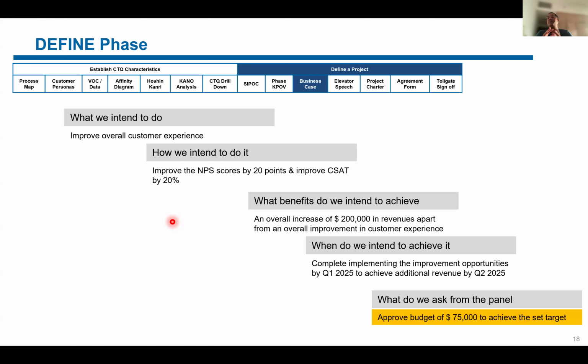When do we plan to achieve it? We plan to achieve it by end of Q1 2025. The dates will change because it has slightly got delayed. And what we are asking for is a budget of 75K, which thankfully has got approved by the organization. Why it is important to have this business case shown is because it is important to the business to show that this project, although it's going to bring in customer experience enhancement, is going to self-sponsor itself. So it is going to pay for itself because of the ROI that we are showing.